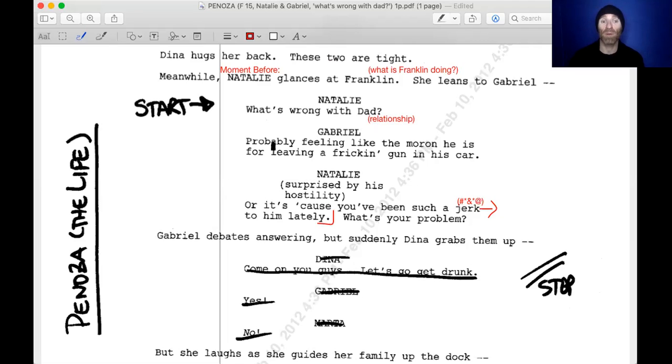So if I'm doing Gabriel's line here, then that might sound like, probably feeling like the moron he is for leaving a freaking gun in his car.